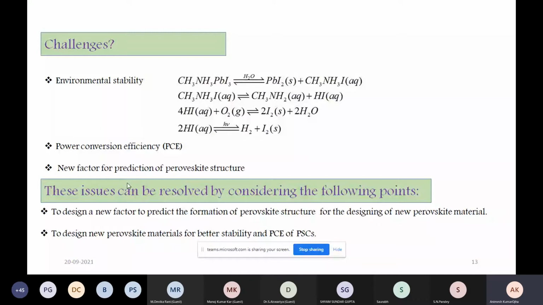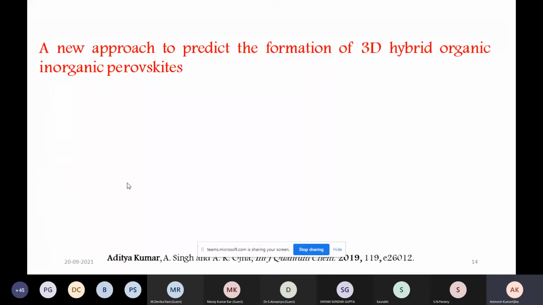Some criteria are set to tell whether any ABX3 type structure will show a perovskite structure or not. So I will be discussing that particular factor, and then, based on that, newly designed perovskites which can show better stability as well as efficiency if you use them as an energy harvesting material to make a perovskite solar cell. So let's see. This is the first topic which I would like to discuss.